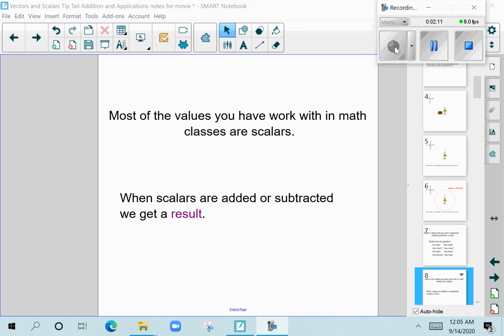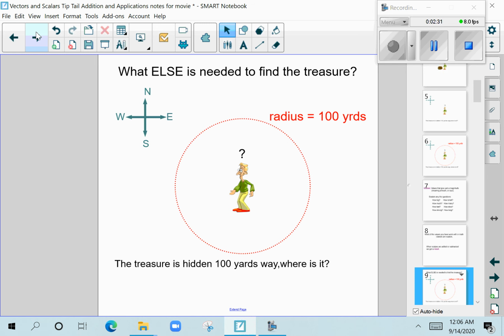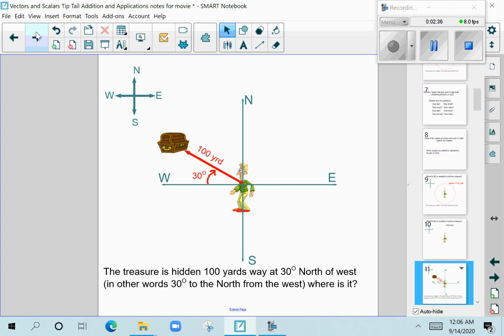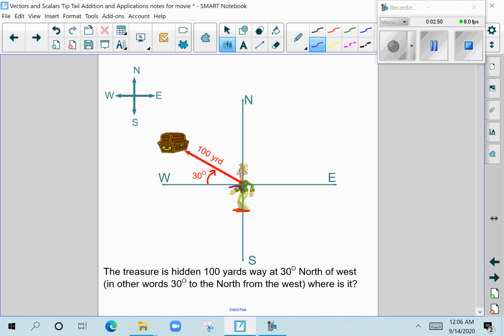So if we go back to this question of how can he find the treasure, what other information is needed? And instinctually we all know that it has to be a direction. If we were to turn around and say that the treasure box was 100 yards away, 30 degrees north from the west, you'd be able to find it very quickly. Because all you have to do then is look out in the west direction and then tilt 30 degrees north from that west. And now I know exactly where that treasure box will be since it's 100 yards away.